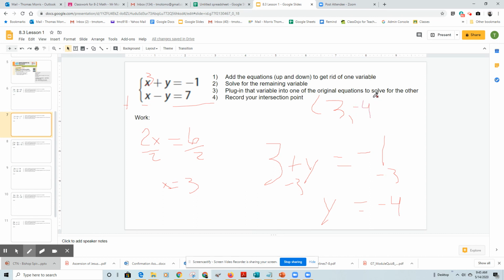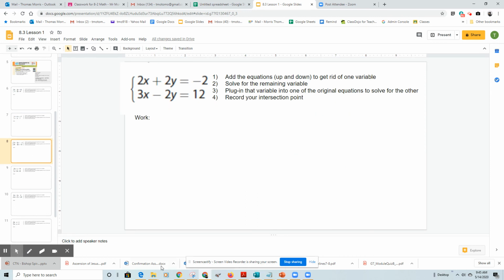I can go back now and plug into the second equation to make sure I have the answers right. So here we go, 3 in for x. Now I'm going to minus a negative 4. That's the same thing as adding a positive. When you subtract a negative, do the opposite. So now we have 3 plus 4 equals 7. I have it correct. All right, one more example.